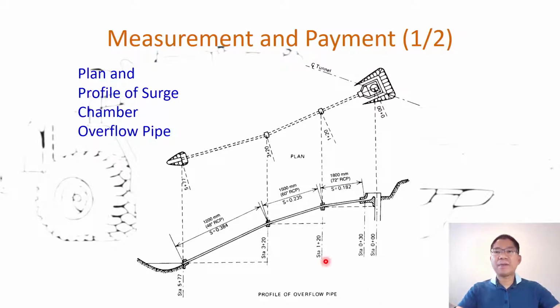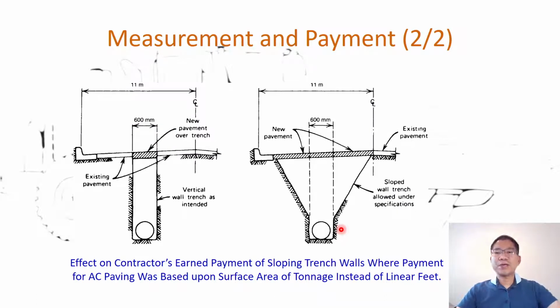We have a pipeline, and this is a plan for the pipeline, and then the profile with the elevation, etc. With that one, how can we determine the payment? It is affected by multiple factors. How do we define the work? Just to show you one scenario here. With that pipe, we need to excavate in the road with the existing pavement, and you can see there.